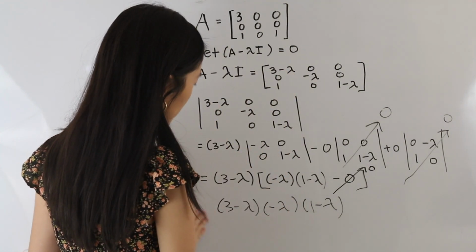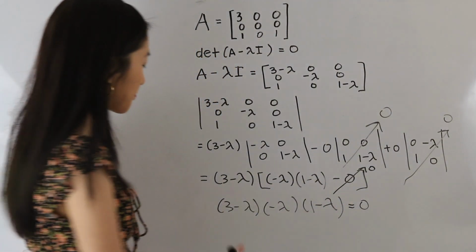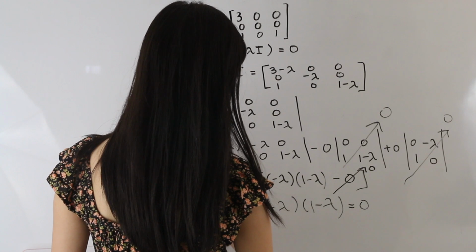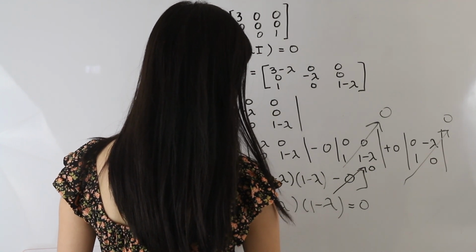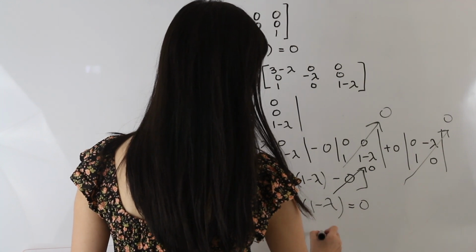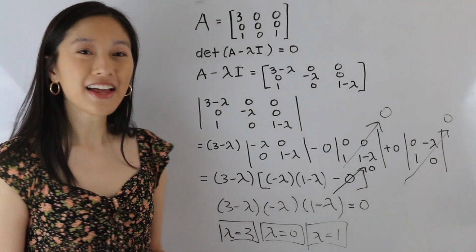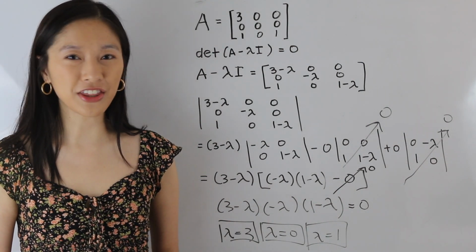So from here, we can just go ahead and set this equal to 0 and solve for our lambdas. So we have lambda is equal to 3, lambda is equal to 0, and lambda is equal to 1. And these are our eigenvalues. So that is how you find the eigenvalues of a 3x3 matrix.